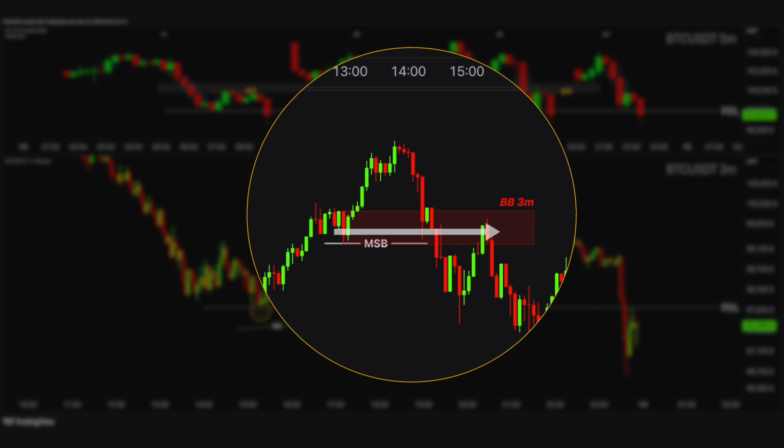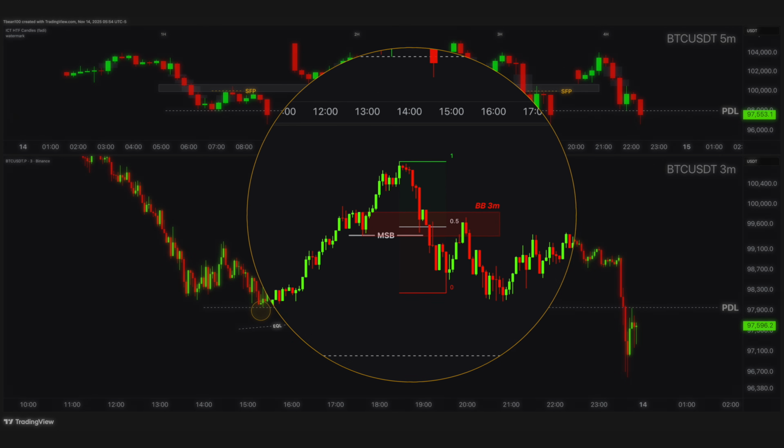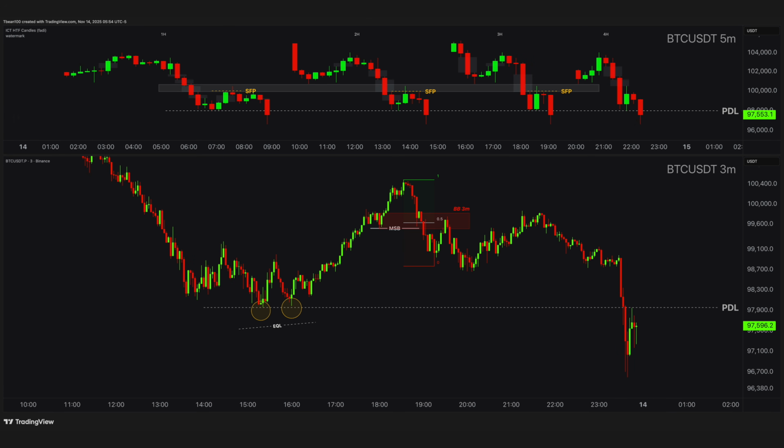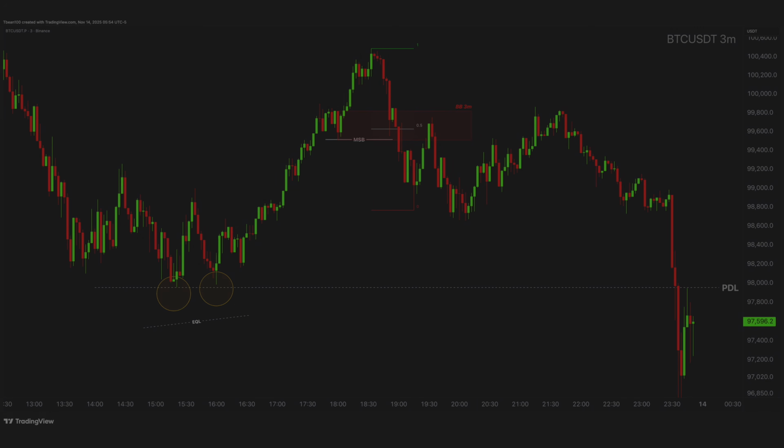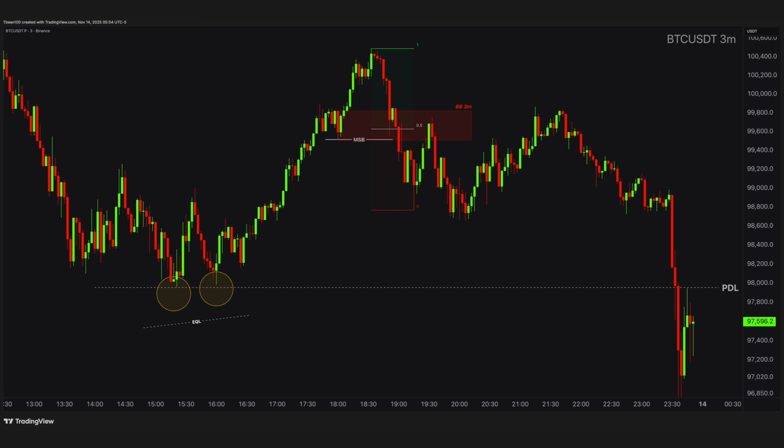Additionally, price is also coming right into the EQ point of our premium and discount zone. So, how do we actually trade this? Now let's talk about that. Let's take a look at our trade area again.